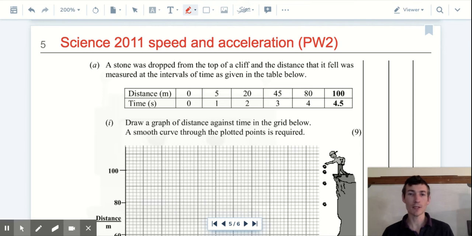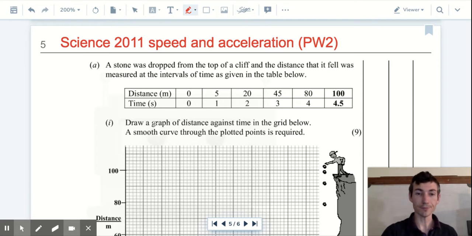Okay, 2011 on speed and acceleration. A stone was dropped from the top of a cliff, and the distance that it fell was measured at intervals of time as given in the table below. We've got distance here in meters and time here in seconds. So it is going to fall all the way to the bottom of the cliff, which is 100 meters down, and it's taking a total time of 4.5 seconds to get there.